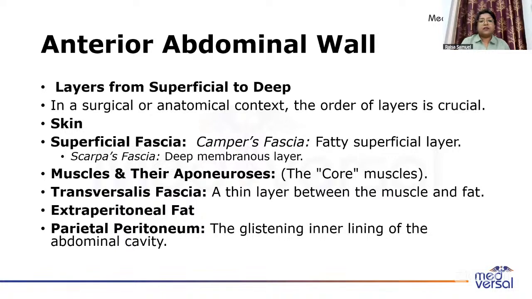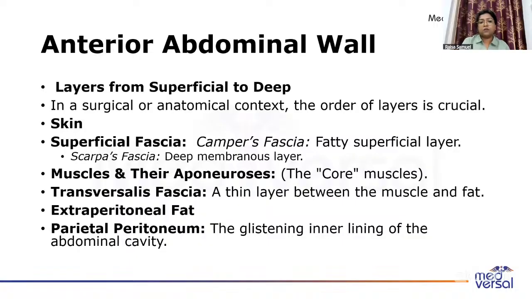When we see the anterior abdominal wall, we go from the superficial to the deep. This is for both the surgical and the anatomical context. From the outer to the inner, the layers are very crucial. First we encounter the skin, then the superficial fascia, which is divided into Camper's fascia and Scarpa's fascia. Camper's fascia is the fatty superficial layer and Scarpa's fascia is the deep membranous layer. While doing a cesarean section, or any hysterectomy or any abdominal surgery, we'll be encountering all these layers. Then we go on to the next layer, that is the muscle and the aponeurosis.